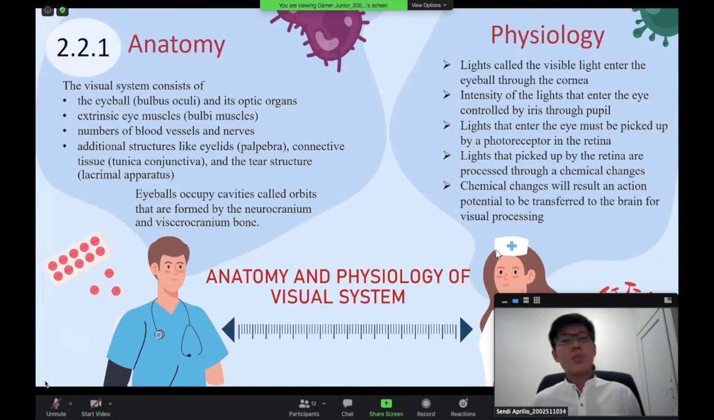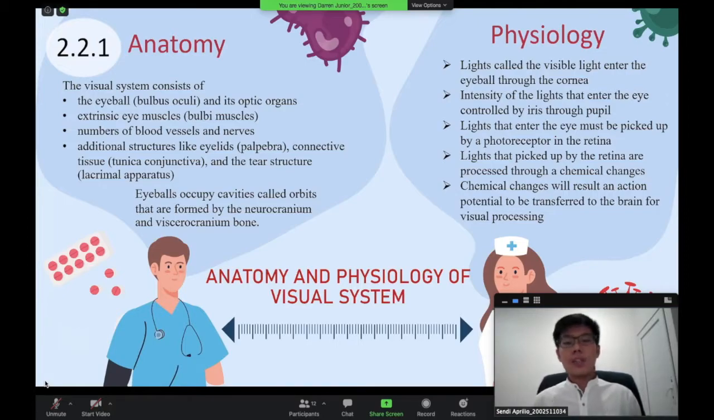Visual system is one of spatial sense that detects light so humans can see. Visual system consists of many structures. First, the eyeballs with the optic organs consist of lens, vitreous humor, aqueous humor, iris, pupil, ciliary body, ligamentum suspensory, and retina. There are also extrinsic eye muscles that lie in orbits. There are also a number of blood vessels and nerves that supply nutrients for the eyeballs.